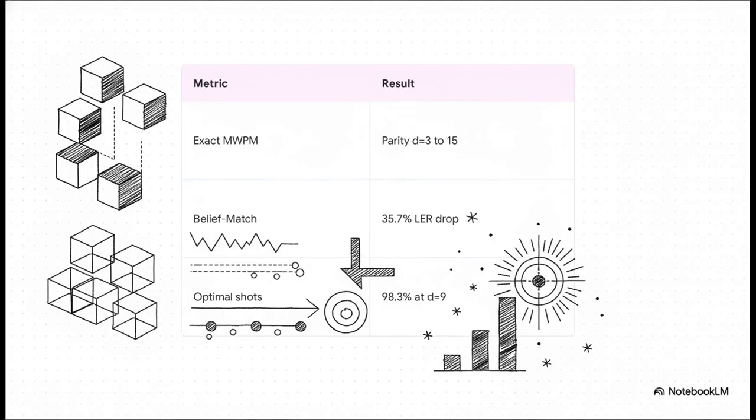Now, numbers talk, right? And these aren't just theoretical ideas on paper. They're backed by hard, verified metrics. While it easily matches the PyMatching standard for exact MWPM parity, the real standout here is a massive 35.7% reduction in logical error rate for belief matching at distance 5. Combine that with an absolutely incredible 98.3% optimal shots at distance 9, and you've got something really special.